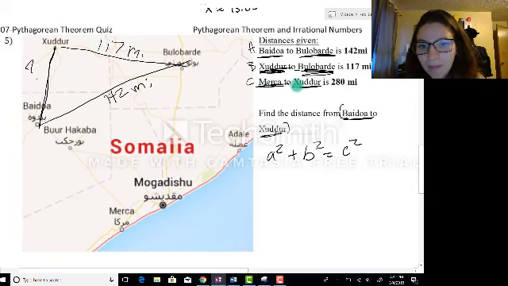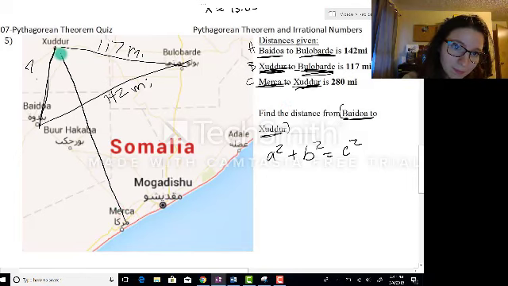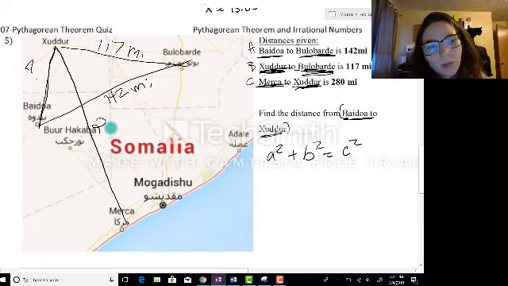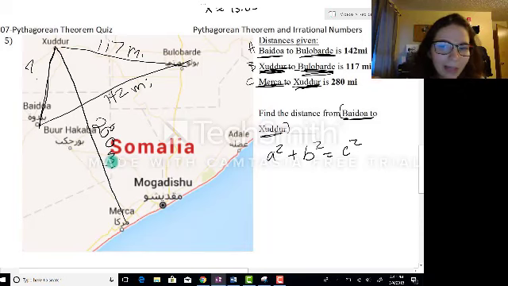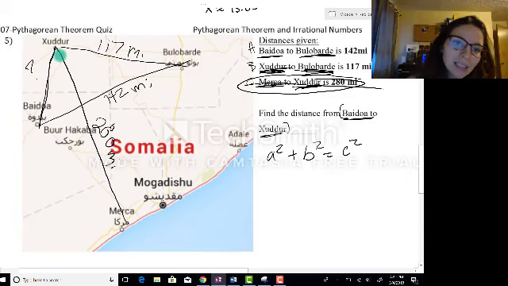And my last one, here to here, is 280 miles. All right, so looking at this, I'm automatically noticing that this provided information is moot. I don't need it. It's not going to help me at all because it's not even connected to the triangle that I made.